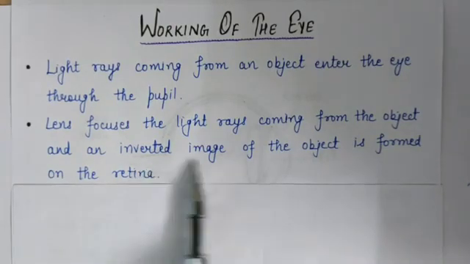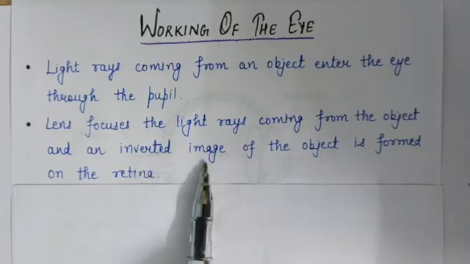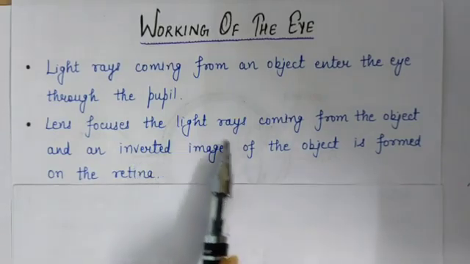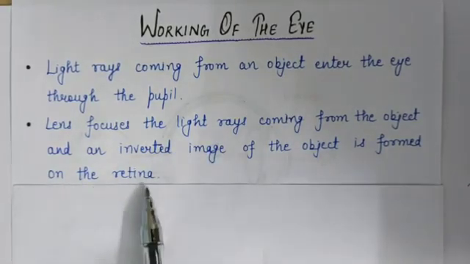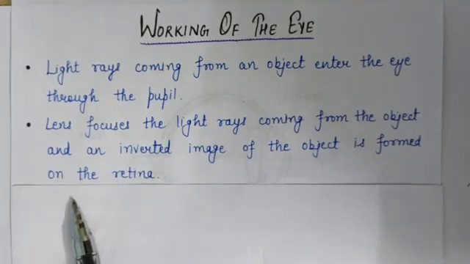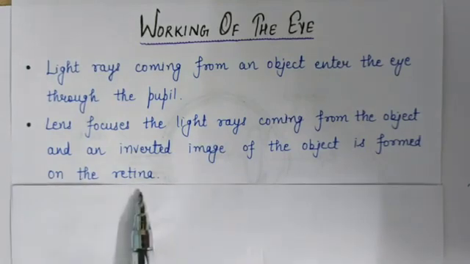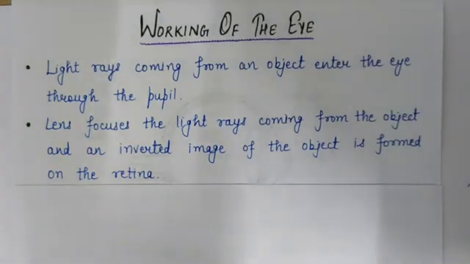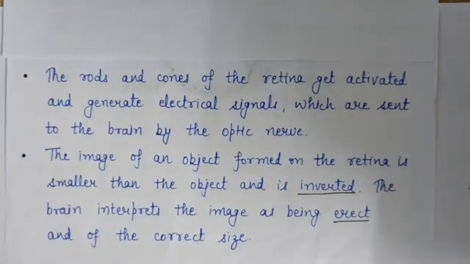But what type of image is formed? Inverted image. So now the question is, if an inverted image is formed on the retina, then how can we see an erect image of the object? The reason is the brain interprets the image and converts it into an erect image.